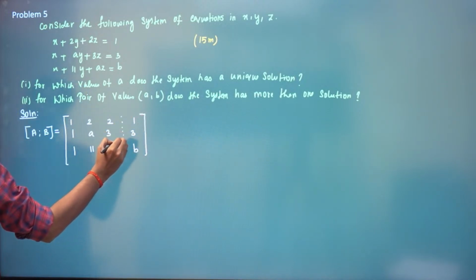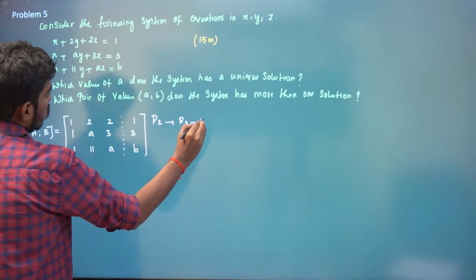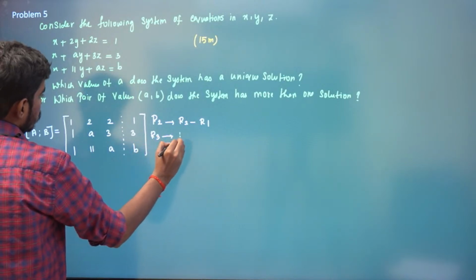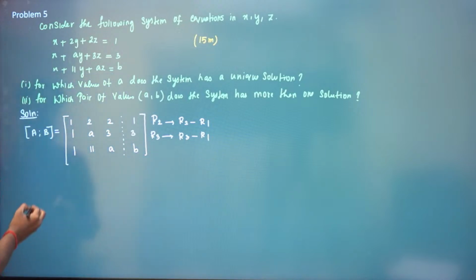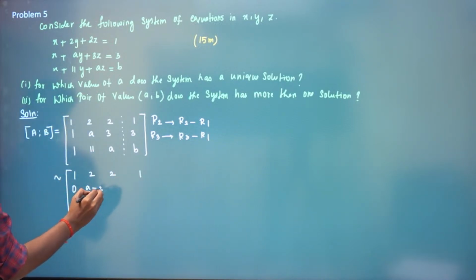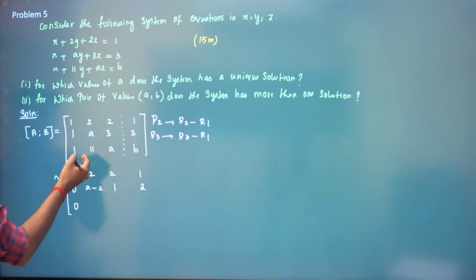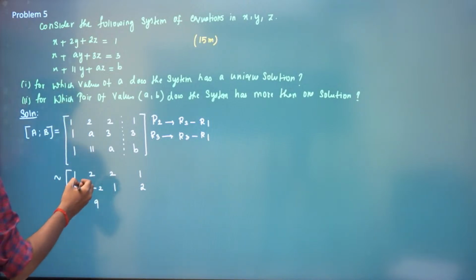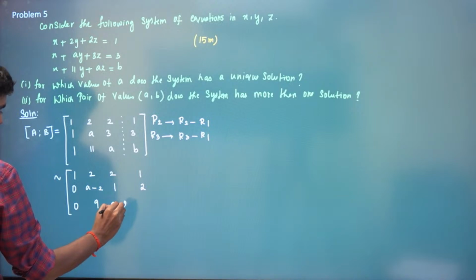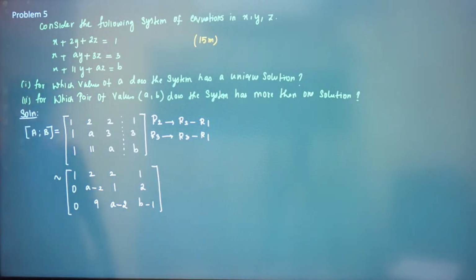Okay, so we will reduce this to row echelon form. R2 is transformed to R2 minus R1, R3 is transformed to R3 minus R1. So this is equivalent to 1, 2, 2, 1. 1 minus 1 is 0, here we have a minus 2. 3 minus 2 is 1, 3 minus 1 is 2, 1 minus 1 is 0, 11 minus 2 is 9. Here we have a minus 2, and here we have b minus 1. Now we'll make this element 0.